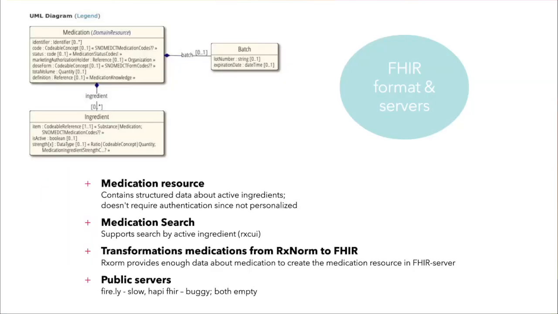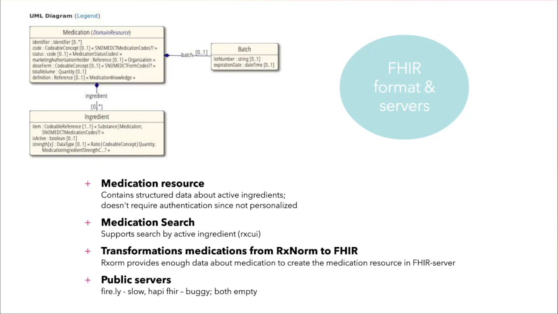As for FHIR, we ended up using the FHIR Medication resource because it contained all the information we needed: active ingredients, dosages, IDs, and also doesn't require authentication because it's not personalized. We also had to explore how to make efficient search for medications by active ingredient. One of the challenges that we had to deal with is that public FHIR servers are unreliable, sometimes buggy or very slow, and they're also empty.